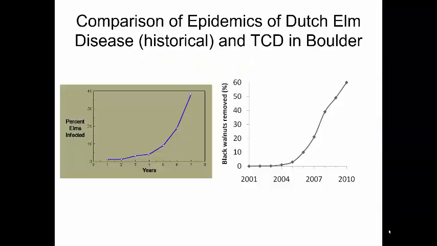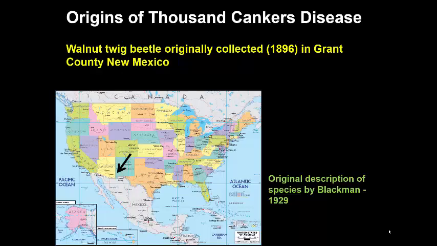And tree losses in areas of the western United States, if you look at the curves of percent of trees that have been removed as a result of this, track very well with Dutch elm disease for this area. Now, one thing that's kind of interesting about this situation, in addition, is that it involves native insect, native fungus to the United States. The walnut twig beetle itself was first described from a specimen collected in southern New Mexico, and collected in 1896, described about 35 years later.